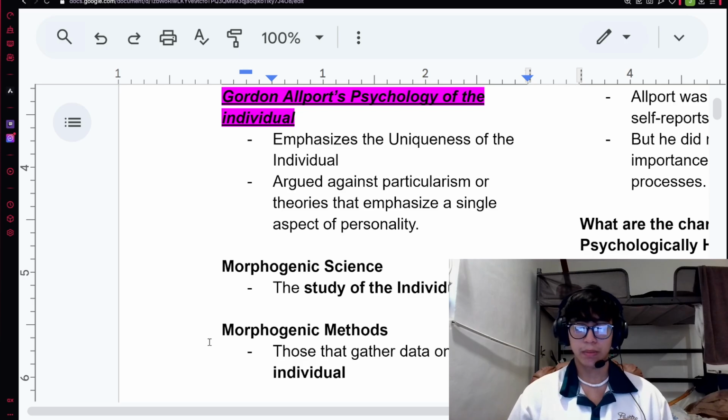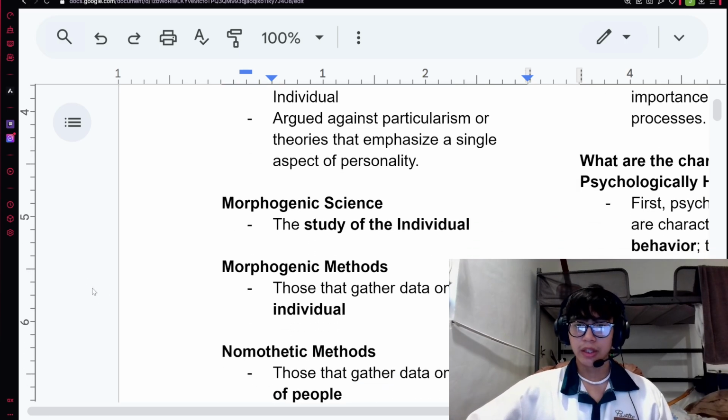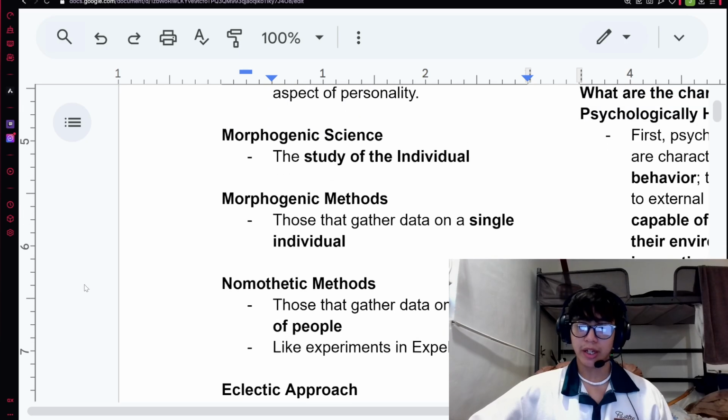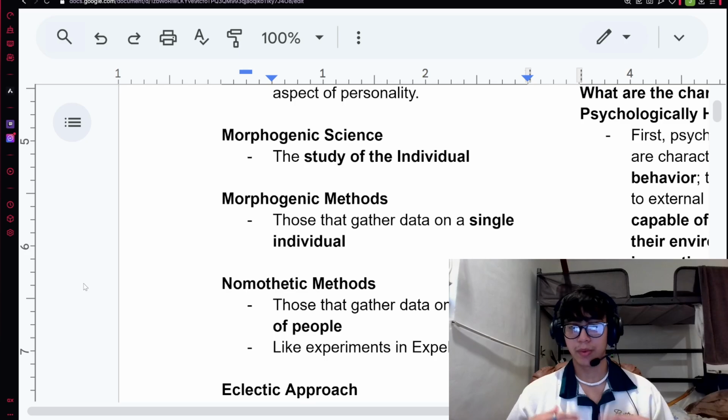Gordon Allport really saw the personality, or the human, as a whole rather than focusing on certain aspects of personality. He didn't really like theories that would do that. So now let's define morphogenic science. There's two kinds: morphogenic and nomothetic. Morphogenic means individual or just one, and nomothetic means group. So when you say morphogenic science, it's the study of the individual because it's only one person. And morphogenic methods are ways that you can gather data on a single individual.